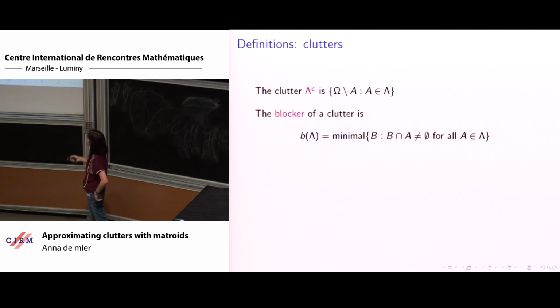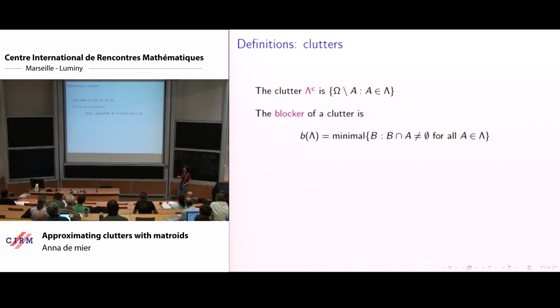There are two operations on clutters that basically allow us to switch from one order to the other. One is the complement, which is just taking the complement of each of the elements of the clutter. The other is the blocker, which is also a well-known operation on clutters, where we take all sets that intersect all the elements of the clutter, and then we take the minimal ones so that the result is a clutter.